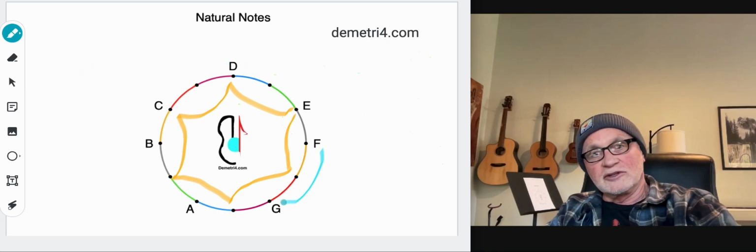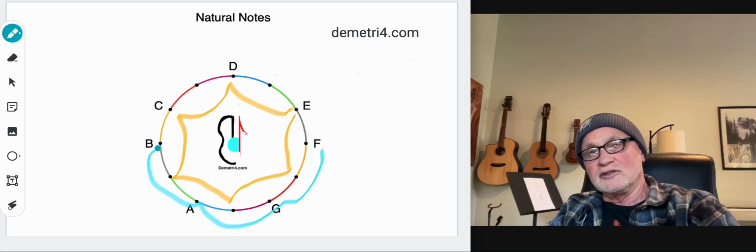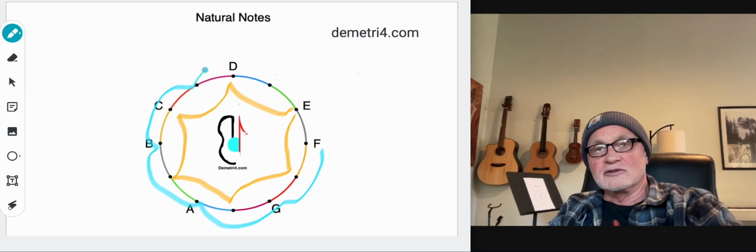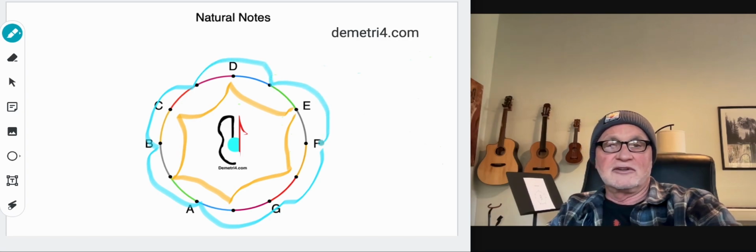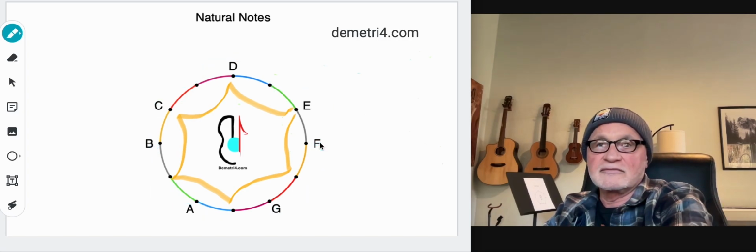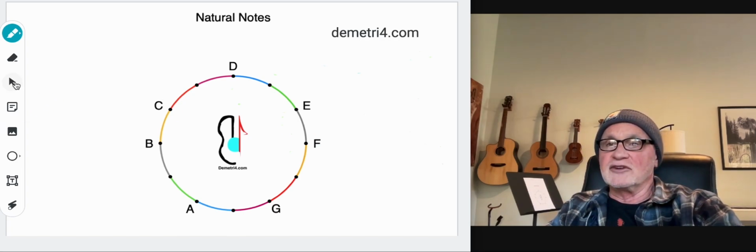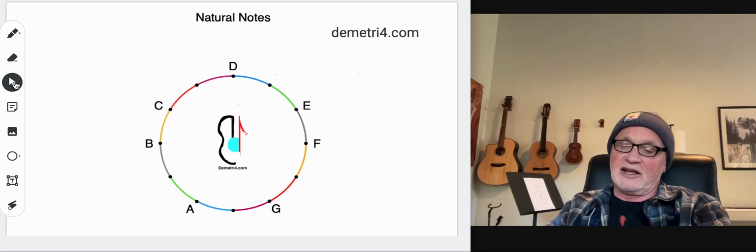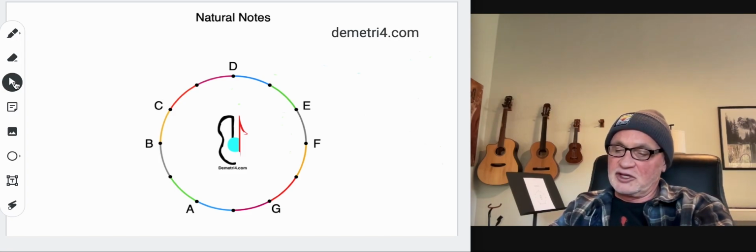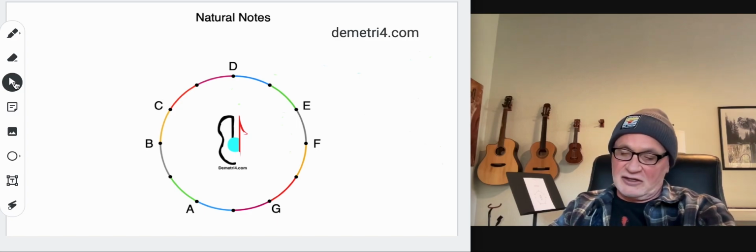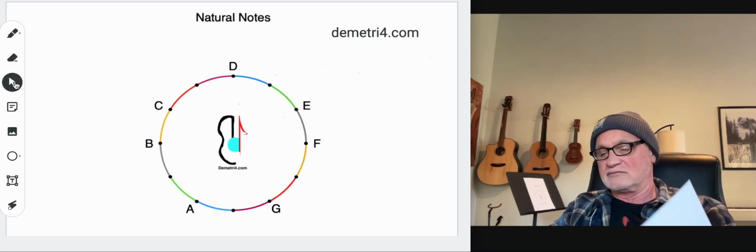So 1, 2, 3, 4, 5, 6. Okay. All those are perfect eighths. G to G is a perfect eighth. A to A is a perfect eighth. And B to B is a perfect eighth. So those are perfect because they're all the same, okay? There is one quality to eighth intervals in the major scale, the perfect eighth.